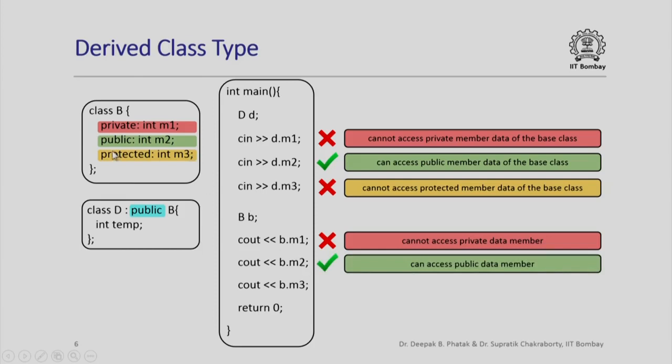M3 being a protected data member can only be accessed within the definition of derived classes, it cannot be accessed from the main program. So once again I cannot access a protected data member from the main program. All these statements which are marked with the cross will actually give rise to compilation errors if you take these two class definitions and this main program and try to compile it.